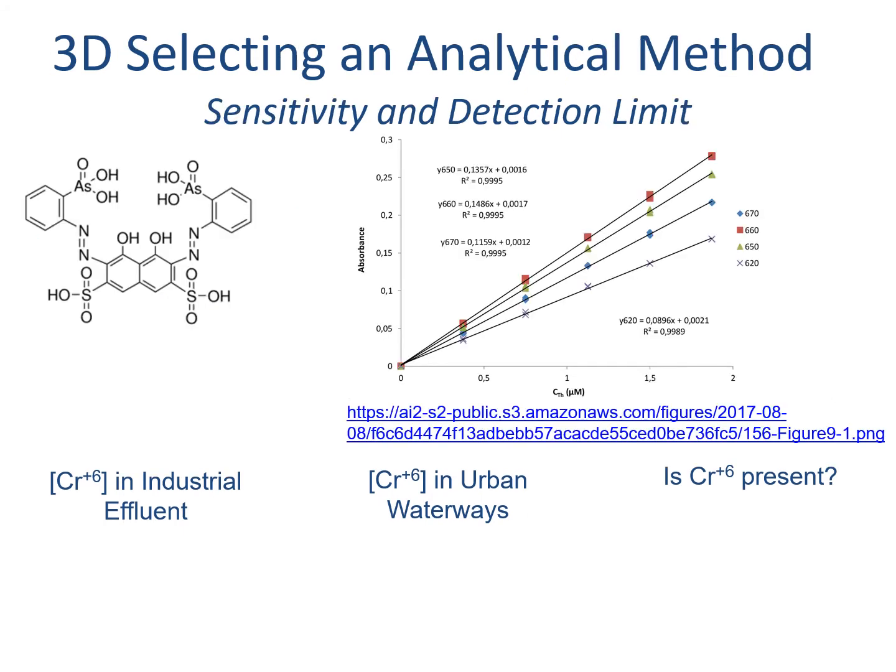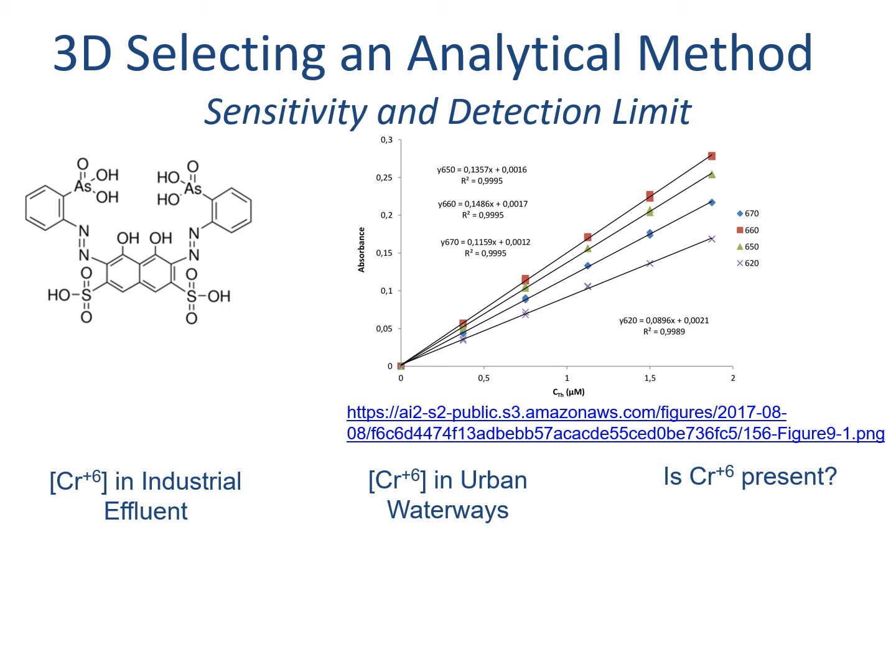We also need to consider the sensitivity of our method. The method 7196A that's on Brightspace uses a dye that changes color in the presence of chromium. How much the color changes will determine the sensitivity of the instrument. The graph on the right shows 4 different wavelengths at which a measurement could be taken. It's hard to see, but the squares are the line that has the greatest slope.